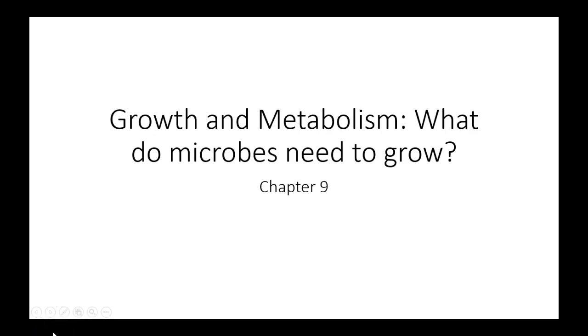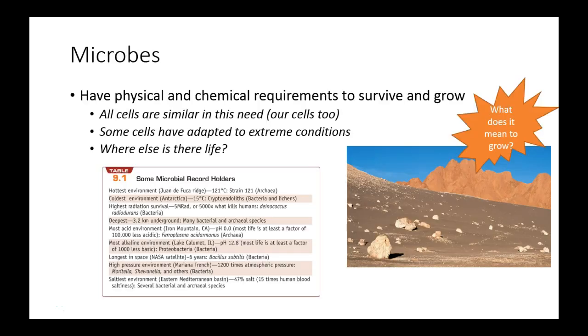In Chapter 9, we look at growth and metabolism of microbes. Basically, what are the things that they need to grow? When we look at, in general, what they need, all cells need certain physical and chemical requirements to survive and then to grow. And what does it mean to grow? When we're looking at microbes like bacteria, we're talking about multiplying.